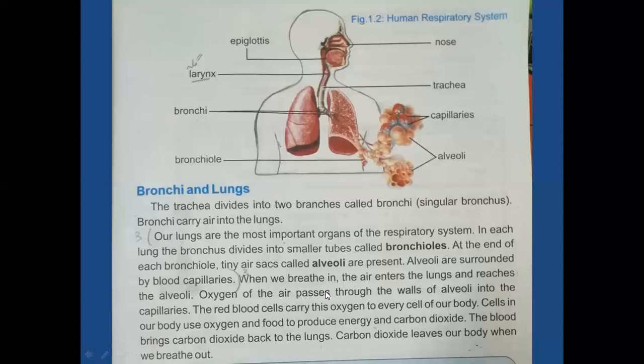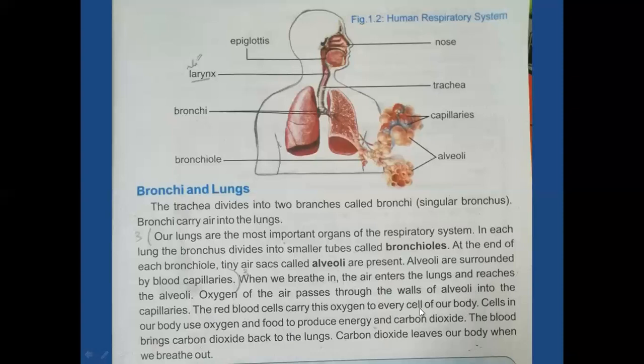As in the small intestine, the capillaries were present in the villi or surrounded by villi, so the food was absorbed in the wall of the villi and then absorbed into the blood capillaries. Same like that, the oxygen of air passes through the walls of the alveoli, is absorbed into the blood capillaries, and then those red blood cells which now have oxygen carry this oxygen to every cell of the body.